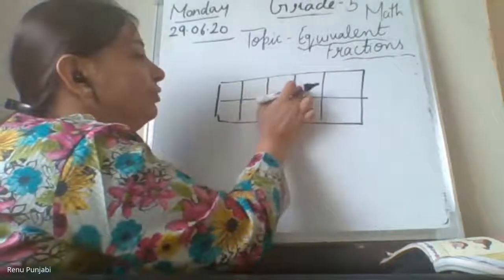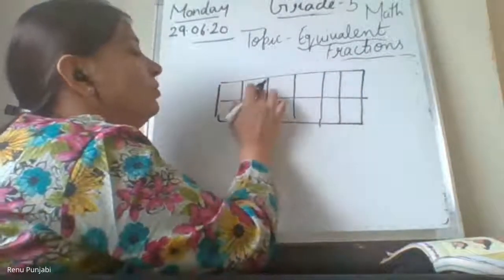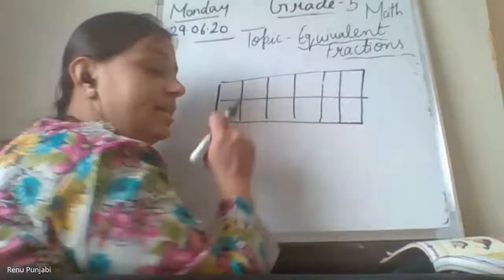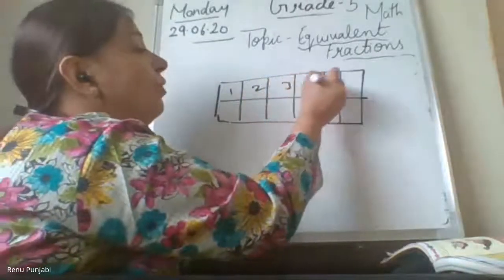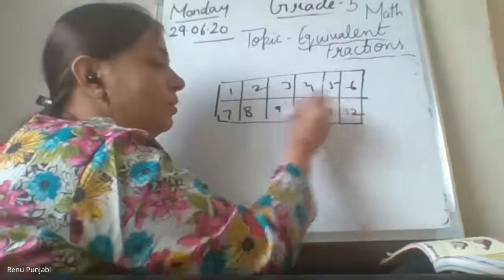1, 2, 3, 4, 5, 6. 6 equal parts? No, ma'am. 12 equal parts. 1, 2, 3, 4, 5, 6, 7, 8, 9, 10, 11, 12 equal parts.